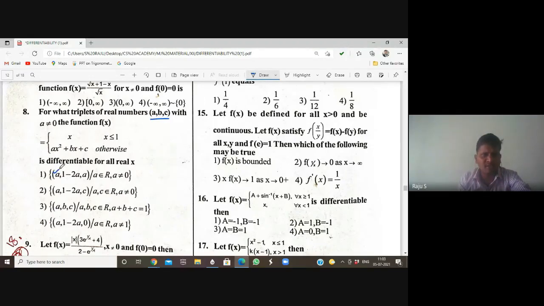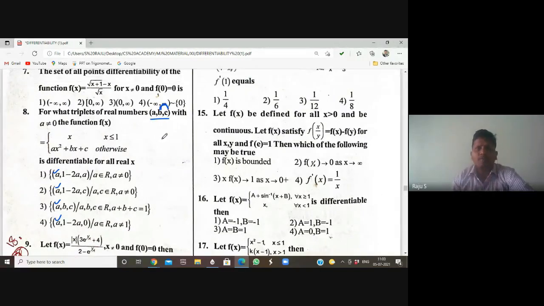For that, in the first component, a is fixed. We just need to find the b value and c value in terms of small a. Then how can you find b and c in terms of a? It is simple.